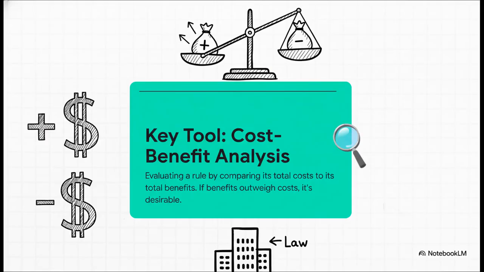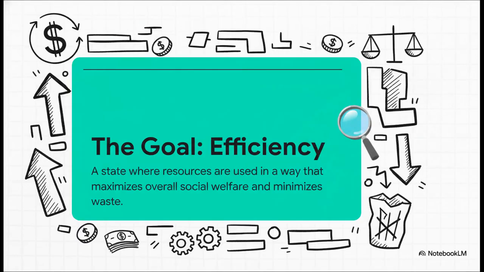The main tool we use when we're looking through this lens is cost-benefit analysis. It's actually a pretty straightforward concept. You just add up all the good things that come from a law, the benefits, and then you subtract all the bad things, the costs. If the benefits are bigger than the costs, then the law is seen as economically desirable. Simple as that.